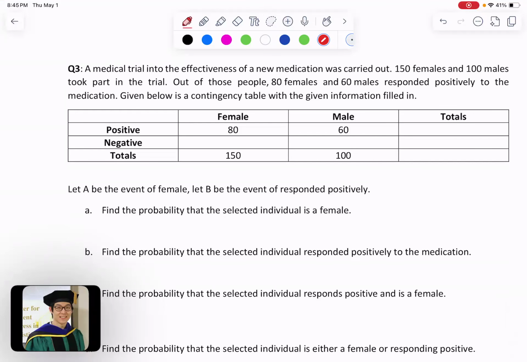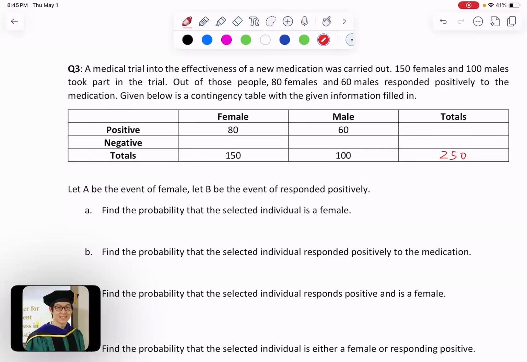A medical trial into the effectiveness of a new medication was carried out. 150 females and 100 males took part in the trial. So altogether, we have 250 individuals. That's the grand total. Out of those people, 80 females and 60 males responded positively to the medication. Given below is a contingency table with the given information filled in.